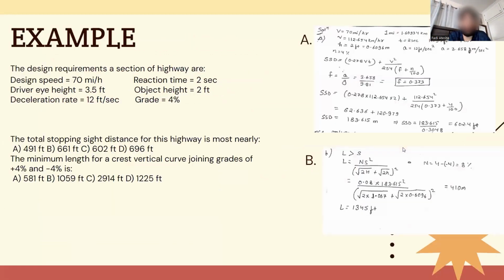For the example that I found, it's asking the design requirements of a section of highway, and it gives you all of the information. For example, it asks for the total stopping sight distance for this highway. The other question asks for the minimum length for a crest vertical curve joining the grades of plus 4%, negative 4%. Here on the right, you can see I solved this, and they're basically just equations that you plug into, and you have all the information given here. So once you learn that part, then you should be fine for that section.